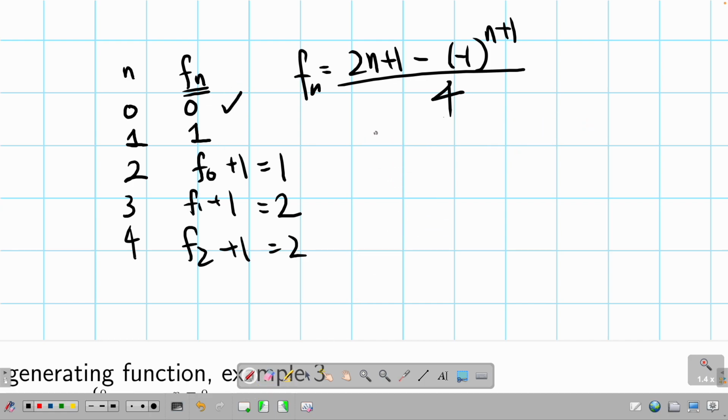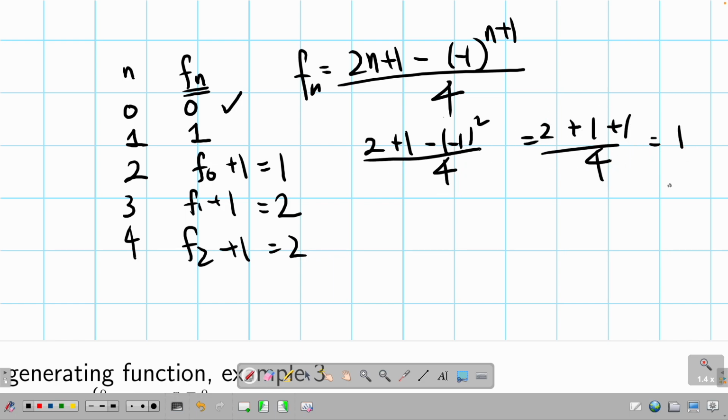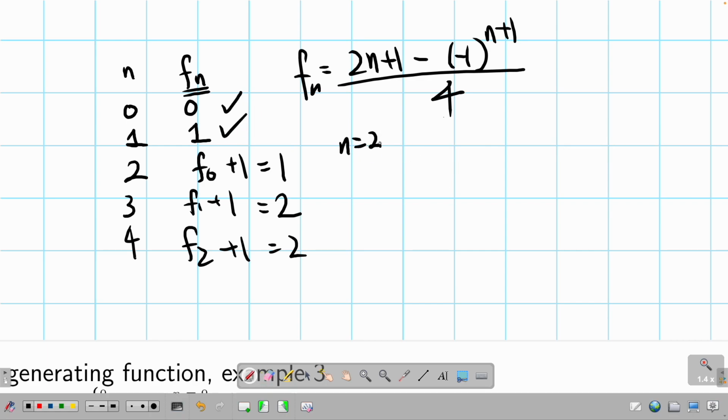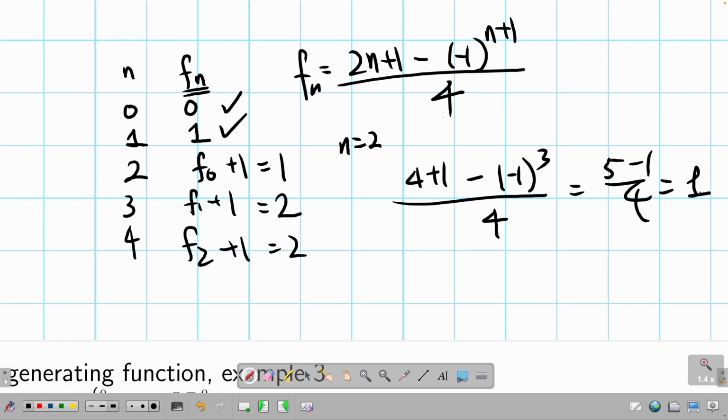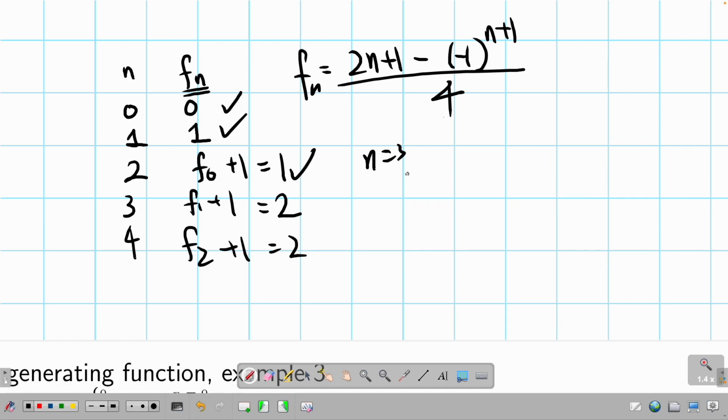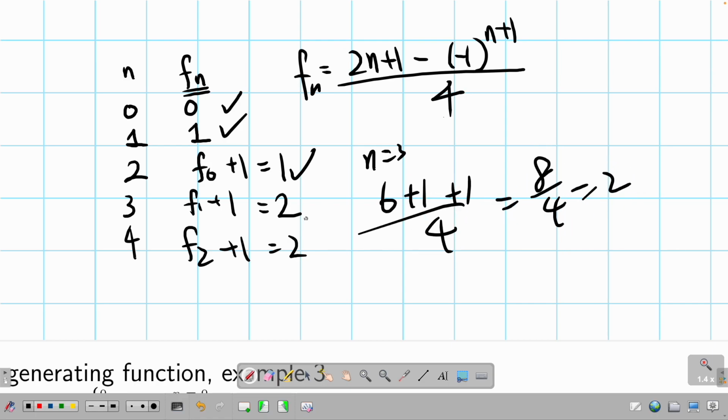Suppose n is 1, 2 plus 1 minus squared divided by 4. So it will be 2 plus 1 divided by 4, that is 1. For n is 2, we will get 4 plus 1 minus negative 1, 3 divided by 4, it will be 5 minus 1 divided by 4, which is 1. For n is 3, it will be 6 plus 1 divided by 4, which is 8 divided by 4, which is 2. True. And so on. So this is correct.